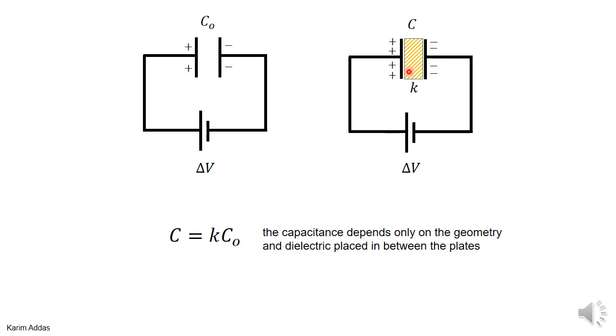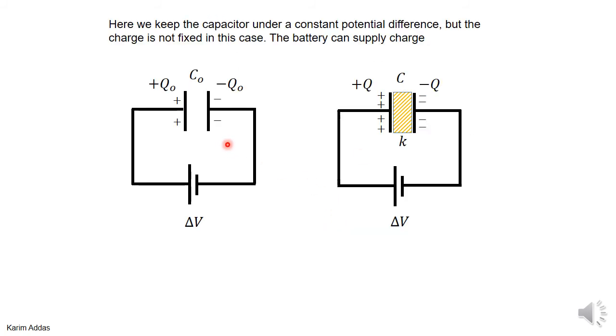Whenever you have a capacitor filled with a material that has dielectric constant K, then the capacitance is K times C naught. This doesn't have anything to do with the way the capacitor is connected. It's just due to the fact that the capacitor has a certain dielectric material inserted in it. So this is the situation before you insert the dielectric material. There was charge Q naught and minus Q naught on the plates. After you insert the dielectric material, there's going to be a different amount of charge Q and minus Q on the plates.